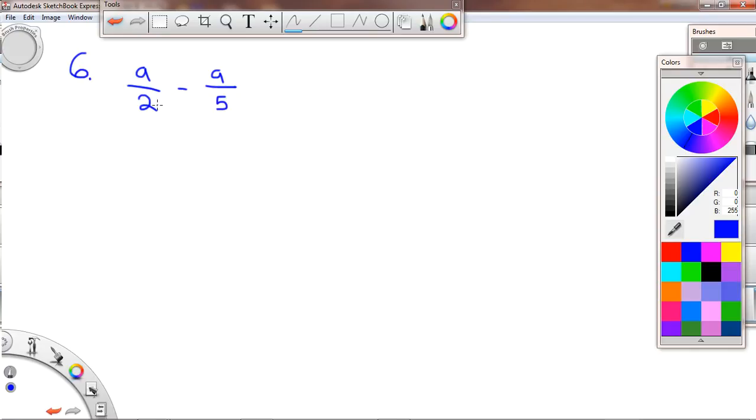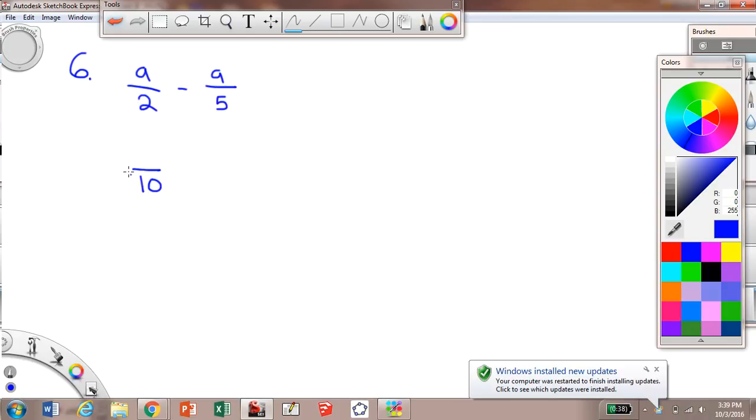So we don't have any variables in our denominator. I can tell you what that denominator is going to be. It's going to be 10. 10 is the LCM of 2 and 5. Well, if I multiply 2 by 5, I get 10. That means I must multiply the numerator, a, by 5, which will give me 5a.